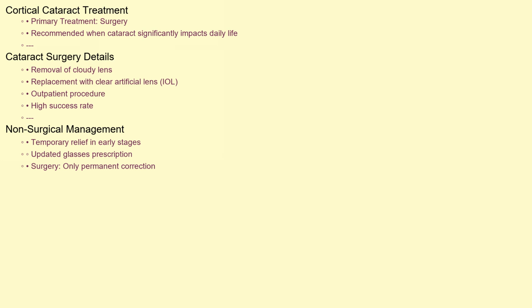The primary treatment for cortical cataracts is surgery. When the cataract interferes significantly with your daily life, cataract surgery is generally recommended. This involves removing the cloudy lens and replacing it with a clear artificial lens, called an intraocular lens, or IOL. The procedure is typically performed on an outpatient basis and has a high success rate. Non-surgical management, such as updating your glasses prescription, might provide temporary relief in the early stages, but surgery is the only way to permanently correct the vision problems caused by the cataract.